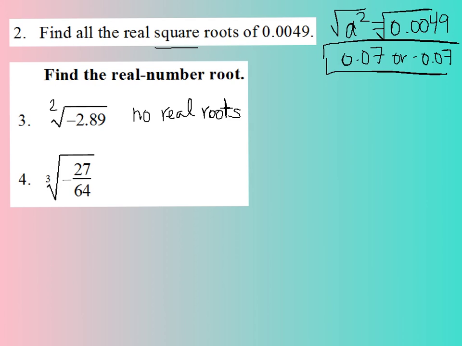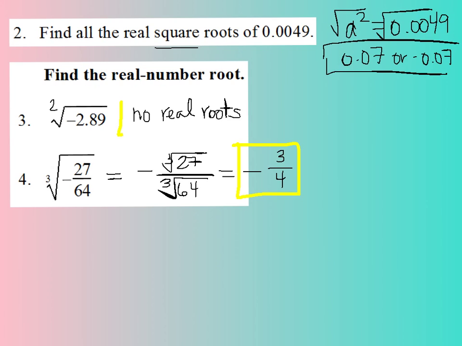Like number 4. Number 4, we have an odd index, and we have a negative number. So that just tells us that our answer is going to be negative. And then all we do is we take the cube root of 27, we take the cube root of 64, we take those separately. The cube root of 27 is 3, because 3 times 3 times 3 gives you 27, and the cube root of 64 is 4, because 4 times 4 times 4 gives you 64. So our answer is negative 3/4.